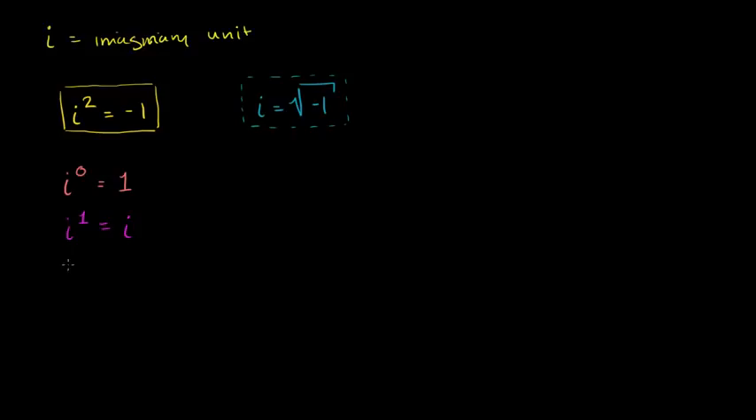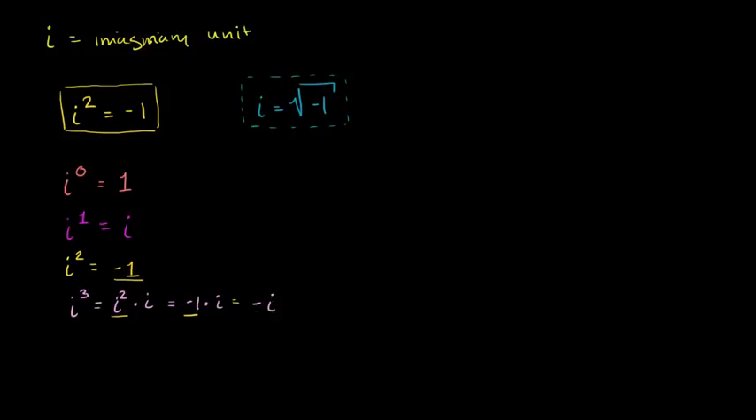And then you have i to the 2nd power. By definition, i to the 2nd power is equal to -1. Let's try i to the 3rd power. Well, that's going to be i to the 2nd power times i. And we know that i to the 2nd power is -1. So it's -1 times i. i squared is -1, so when you multiply it out, -1 times i, we'll write as -i.